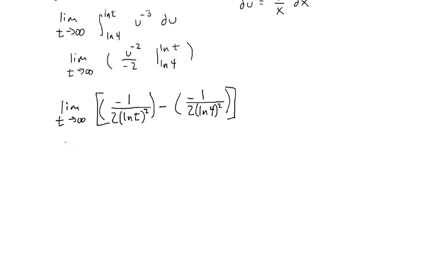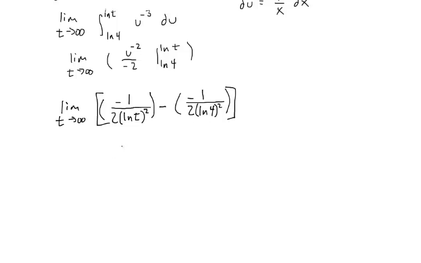And now we need to take our limit. So we have the limit as t approaches infinity of negative 1 divided by 2 times ln of t squared. And when we put infinity in, we're going to go to infinity. And as the denominator gets large, our overall number is getting smaller. So we have 0 here for this first term. And then we have minus a negative 1 divided by 2 times ln of 4 squared. And remember, this is all a constant. So our limit is the number itself. And we have two negatives.